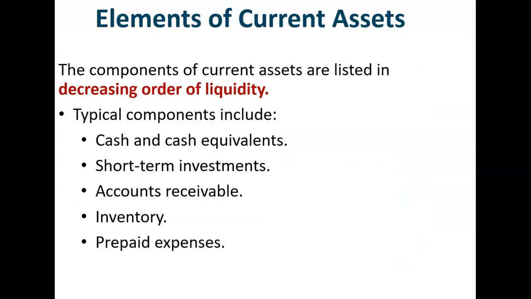It is common practice for individual current assets to be listed in the order of their liquidity, and liquidity is the estimated amount of time it would take to convert that asset into cash. So in order of liquidity, usually cash and cash equivalents are listed first, then perhaps short-term investments, followed by accounts receivable, followed by inventory, followed by prepaid expenses.